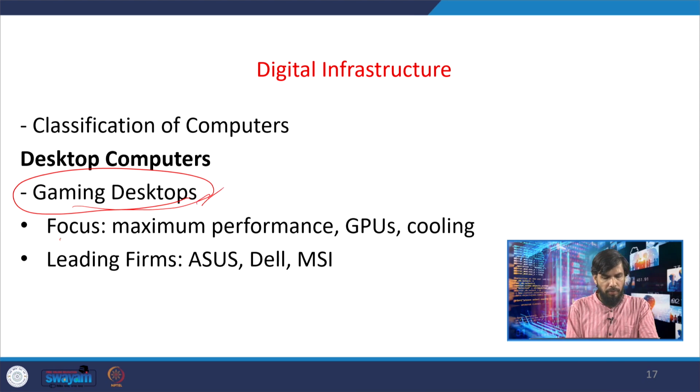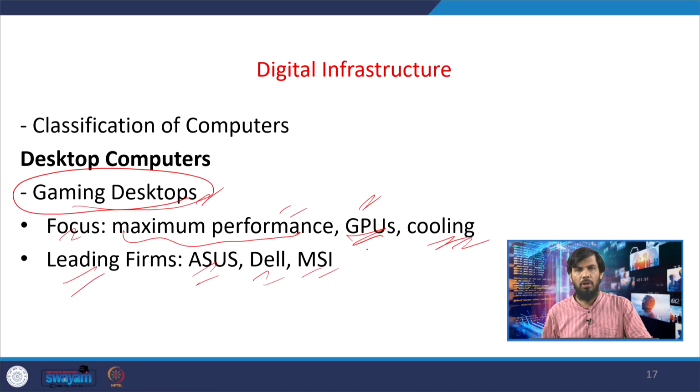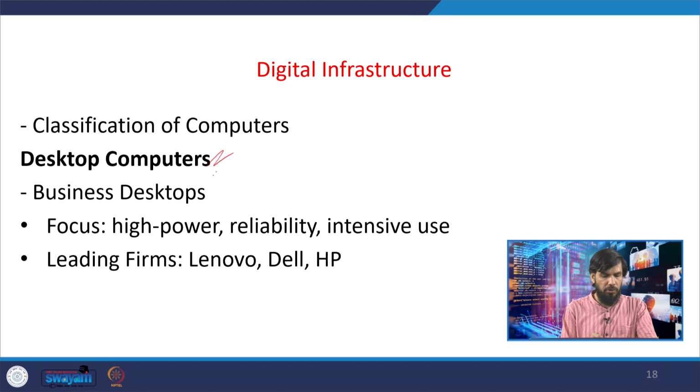So for gaming desktop, the focus is on maximum performance, GPUs and cooling, because if you are using a gaming desktop you might be playing a game which lasts for hours and therefore a lot of heat would be generated. So GPUs would be required for the image processing that goes with the gaming, but at the same time cooling also should be quite good so that for long hours users are able to play the games. Leading firms catering to this gaming desktop segment are Asus, Dell, MSI. Moving on, business desktop, right.